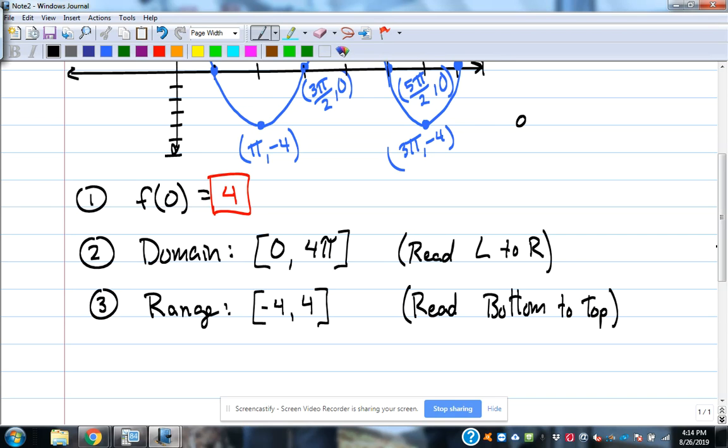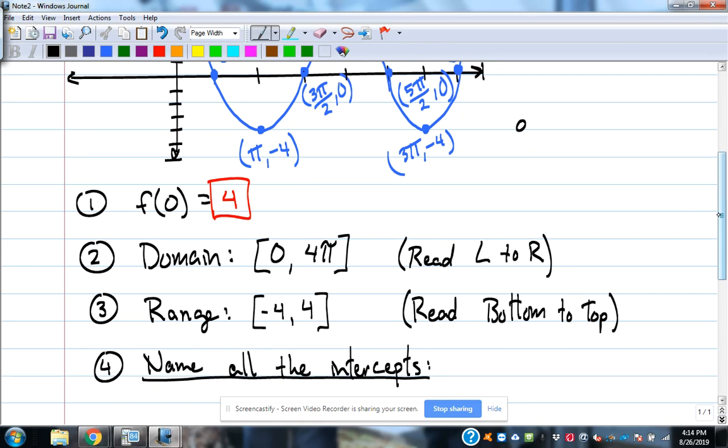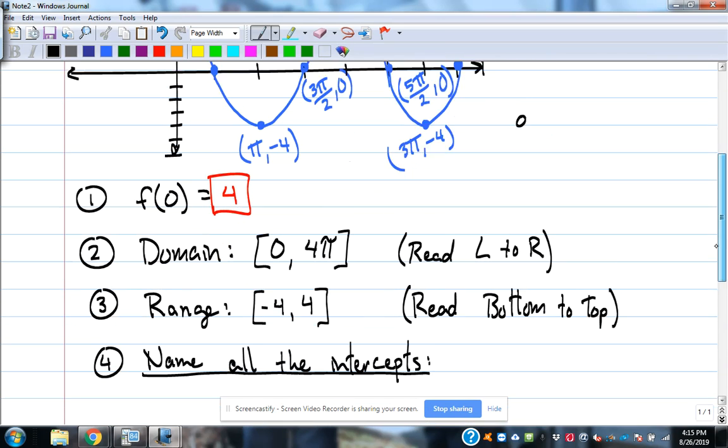All right. So next question is name all the intercepts. What kind of intercepts do we have in a math class? You guys remember anything as far as that goes, intercepts? We could have X-intercepts, we could have Y-intercepts. X-intercepts are where they're crossing the horizontal axis. Y-intercepts are where it crosses the Y-axis. Okay, so let's get the Y-intercept first.